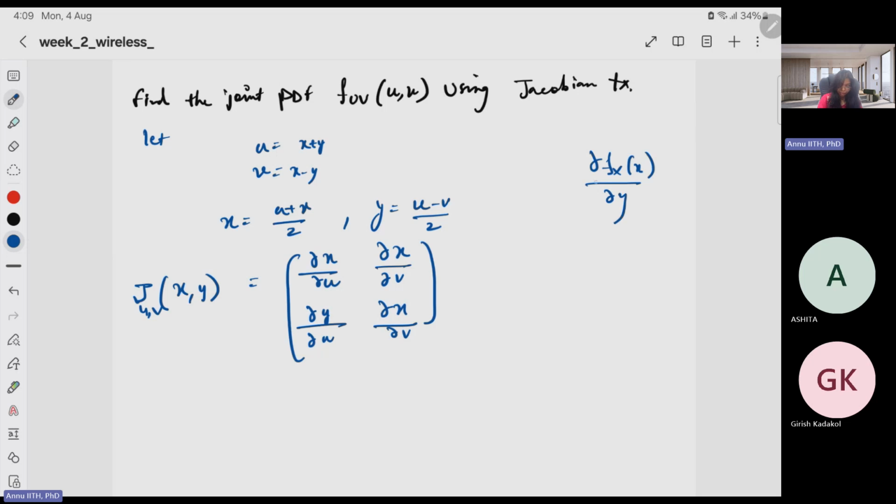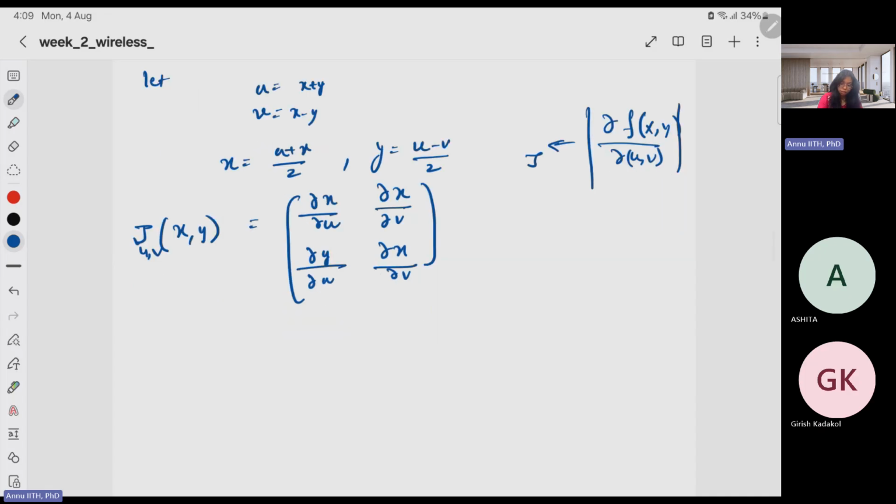Before, we were calculating f of x divided by f of y. But here we have a multivariate function, a function of x, y with respect to u, v. That we call the Jacobian matrix.